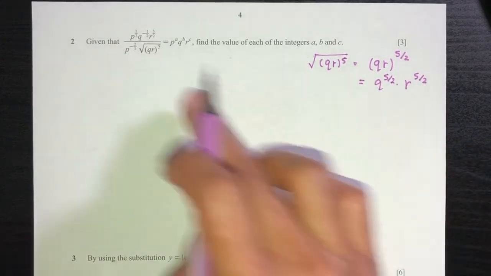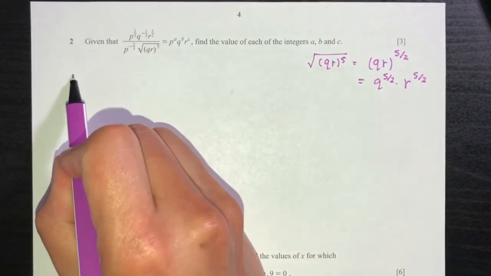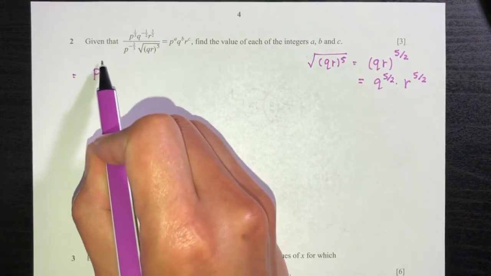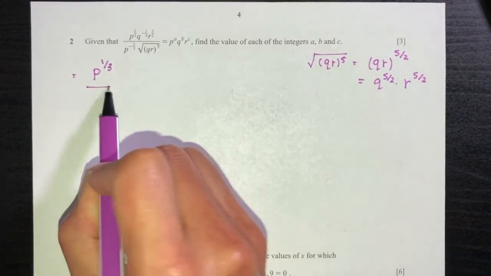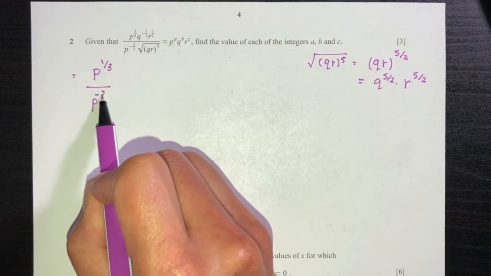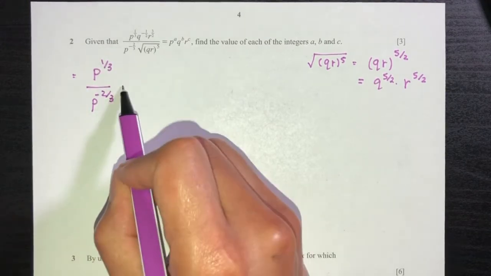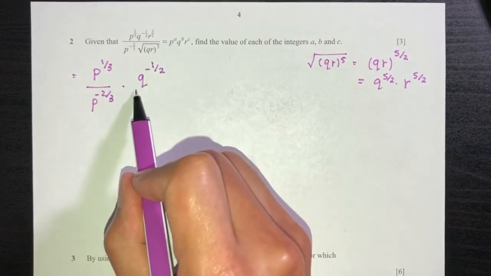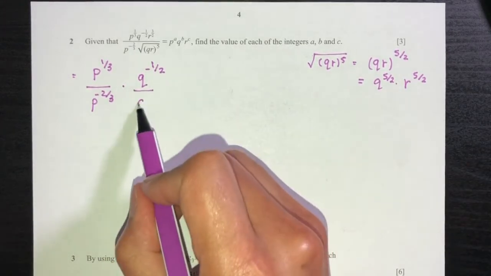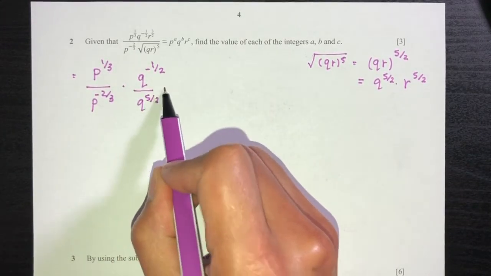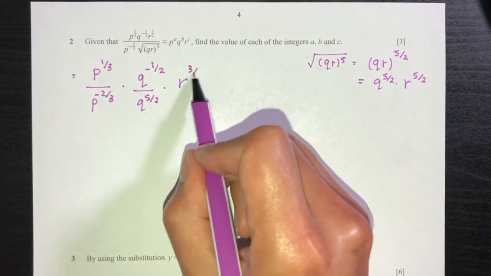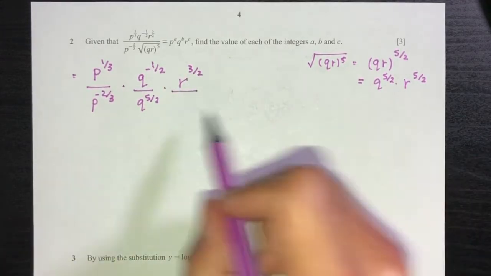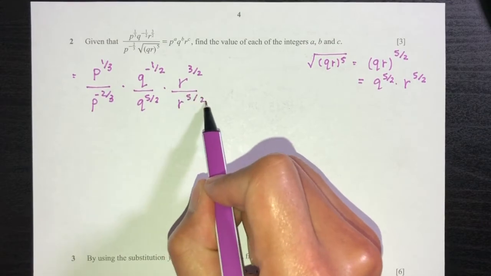Now let's replace this back in your equation. You will have P to the 1 over 3 divided by P to the minus 2 over 3. That is 4P. Now multiply. Here you have Q to the minus 1 over 2 over Q to the 5 over 2, multiplied by R to the 3 over 2 divided by R to the 5 over 2.